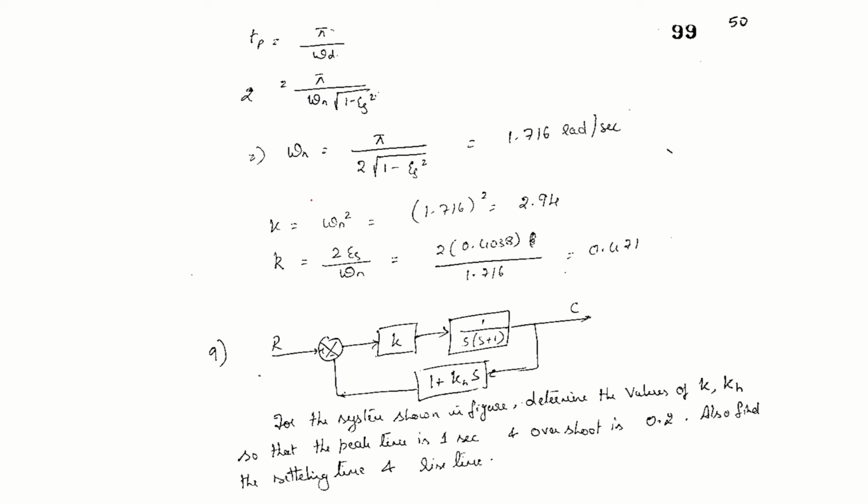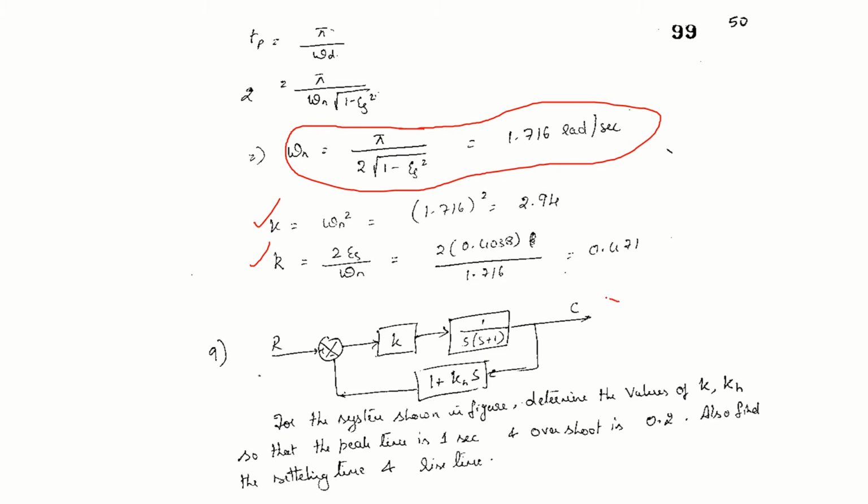Next, Tp is pi by omega d, that is also given. Omega d is omega n root of 1 minus zeta square. From that I can get omega n. Once I get the omega n value, I can get the values of capital K and small k. Again another example.